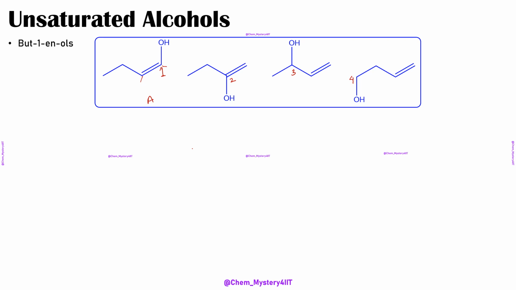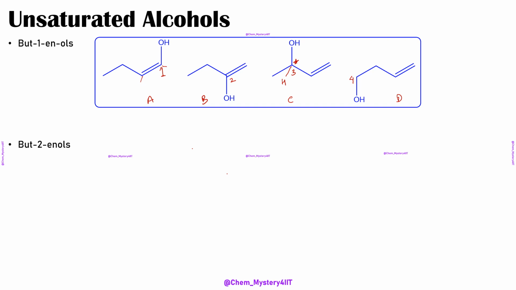Compound number 2, not possible. Compound number 3, there is a chiral carbon because there is a hydrogen present as well. And compound number 4, no stereoisomerism is possible. So if we are counting stereoisomers as well, compound number A and compound number C are going to have stereoisomers as well. That was about but-1-enol, where the double bond was present on carbon number 1.